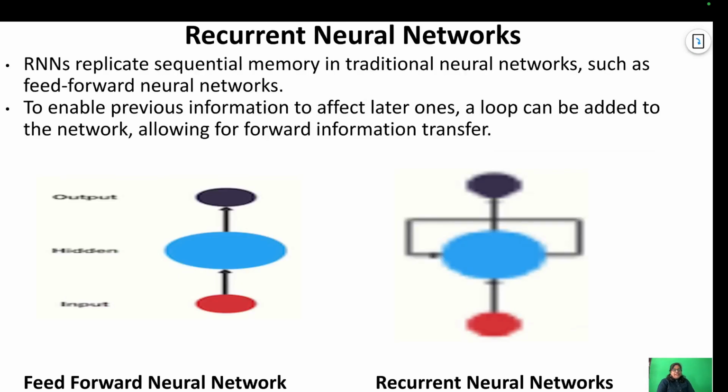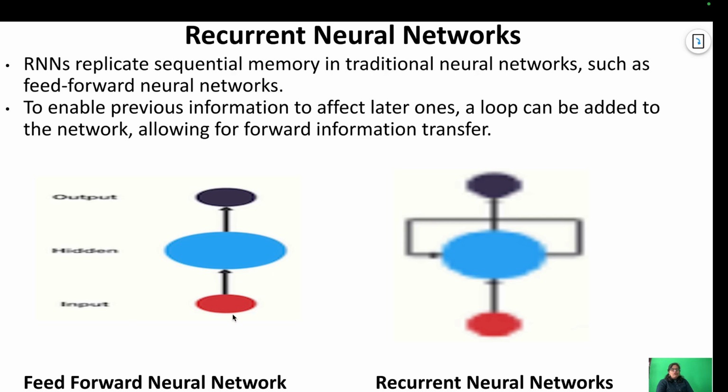Okay, now next point, let us discuss recurrent neural network. The recurrent neural network is a widely used neural network for sequential learning, which handles sequential data and preserves sequential memory. Here the RNN replicates sequential memory, unlike traditional neural networks such as the feed-forward neural network.